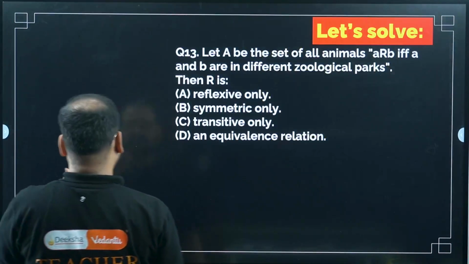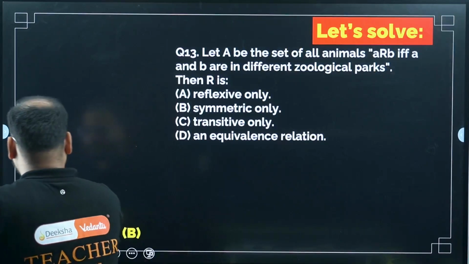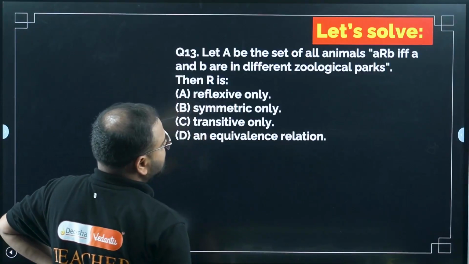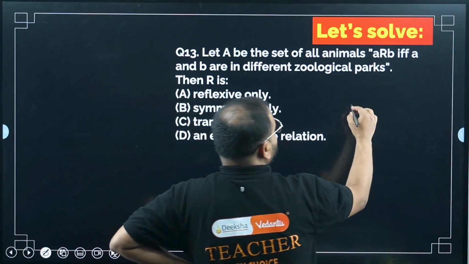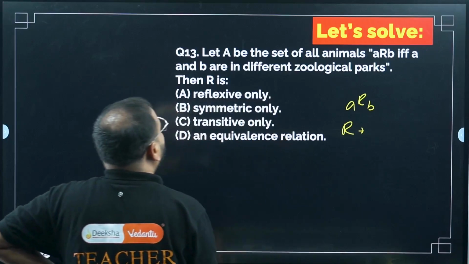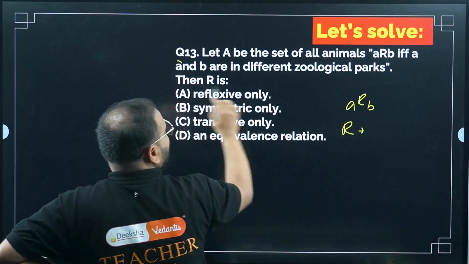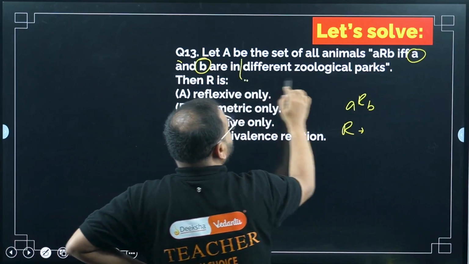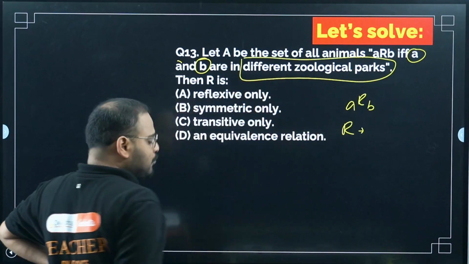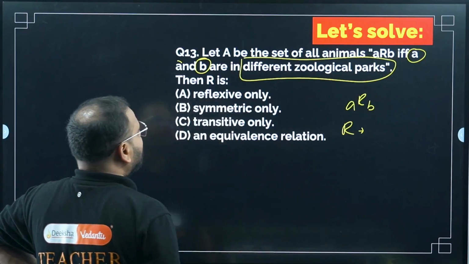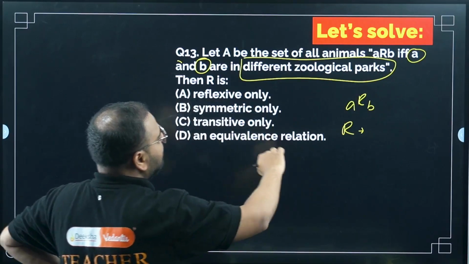Okay. Now question 13. Let's do it. Let A be the set of all animals. ARB. What is the relation R? Relation R is in different zoos. Means the animal A and animal B are in different zoos, so in different zoological parks, or sanctuary or whatever it is, but they are the elements A and B.